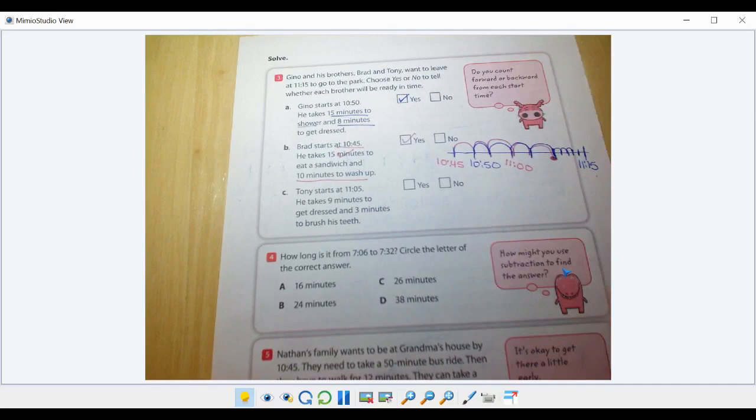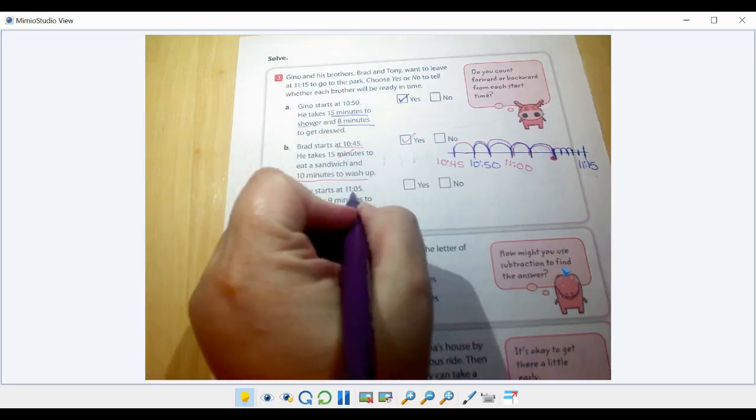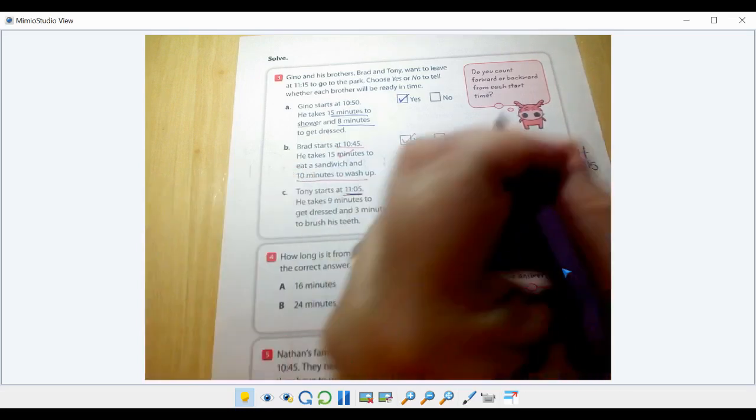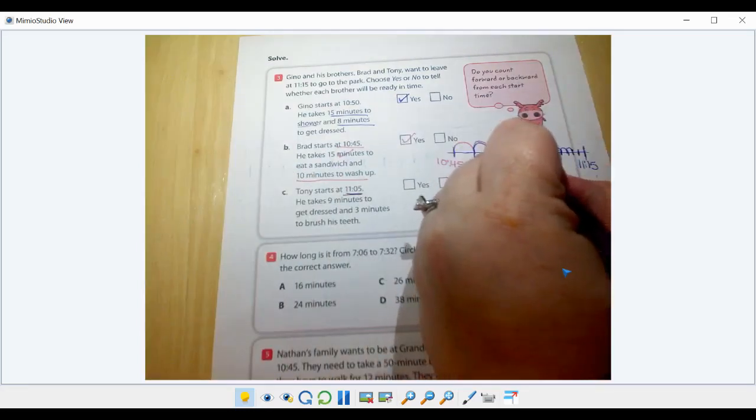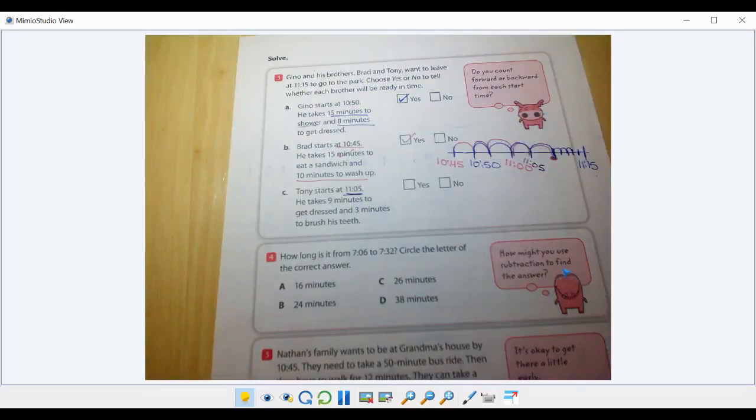All right, now Tony. Let's get a different color for Tony. Hold on, another number line. All right, here's Tony. Tony starts at 11:05. Oh, you're pushing your luck, Tony. That seems pretty close. There's 11:05 right after 11.